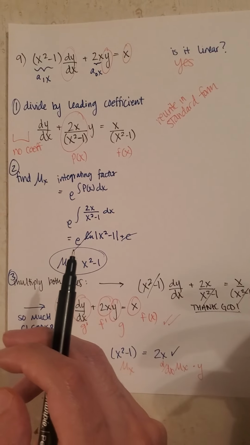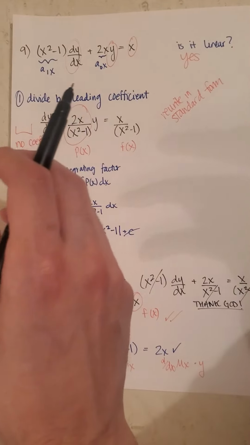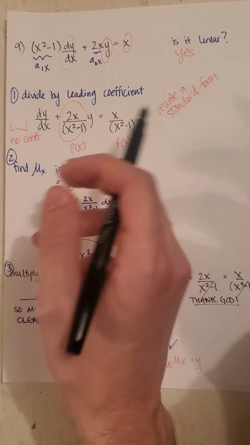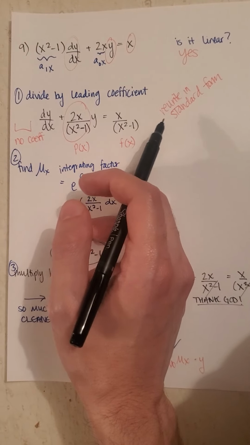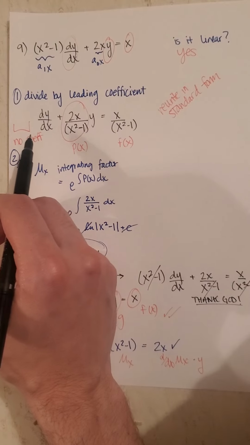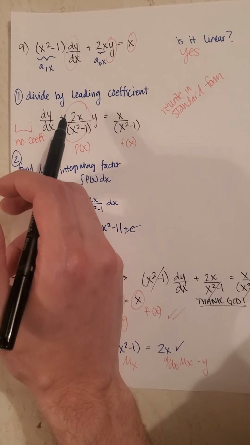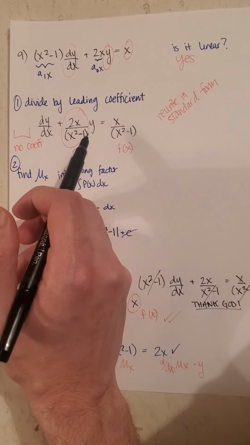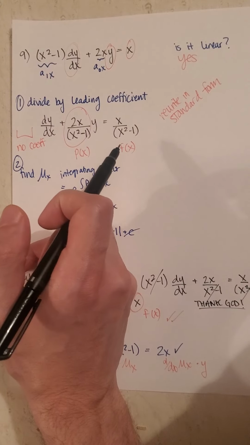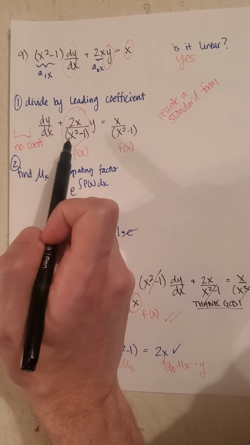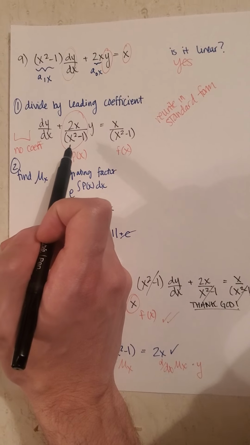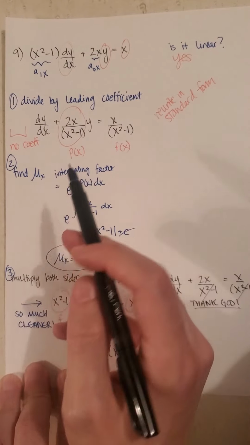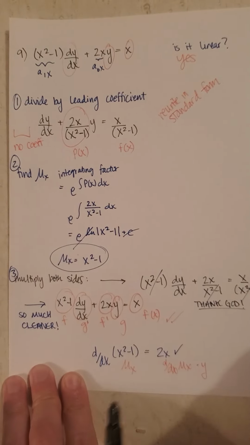For step one, anytime I see these problems, knowing what to do from section 2.3, you just divide by the leading coefficient function to rewrite it in its standard form. The standard form is no coefficient on dy over dx, plus, very important, this p of x term times y, equals some f of x. So I divided by the leading coefficient, x squared minus 1, on both sides, and it was looking a little funky at first, but I just kept with it.